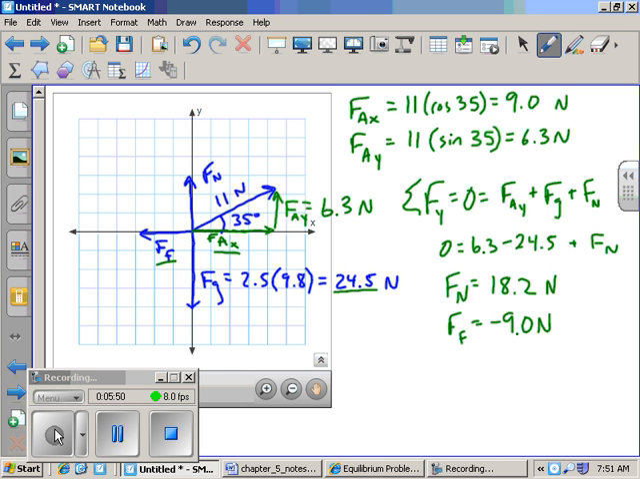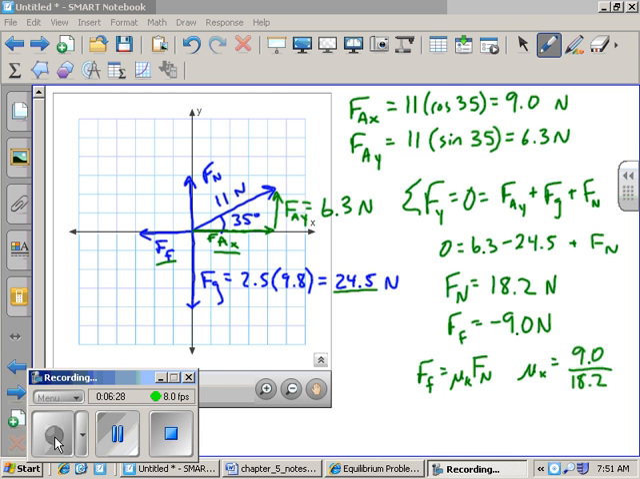And if you remember, the force of friction is equal to the coefficient of friction times the normal. I guess this is the coefficient of kinetic friction since this is moving. And so if we wanted to calculate the coefficient of kinetic friction, we could do that by taking the force of friction, negative 9.0, or 9.0. I guess we don't need to have a negative. We're just looking at the magnitude, divided by 18.2 newtons. And that's going to get us 0.495.